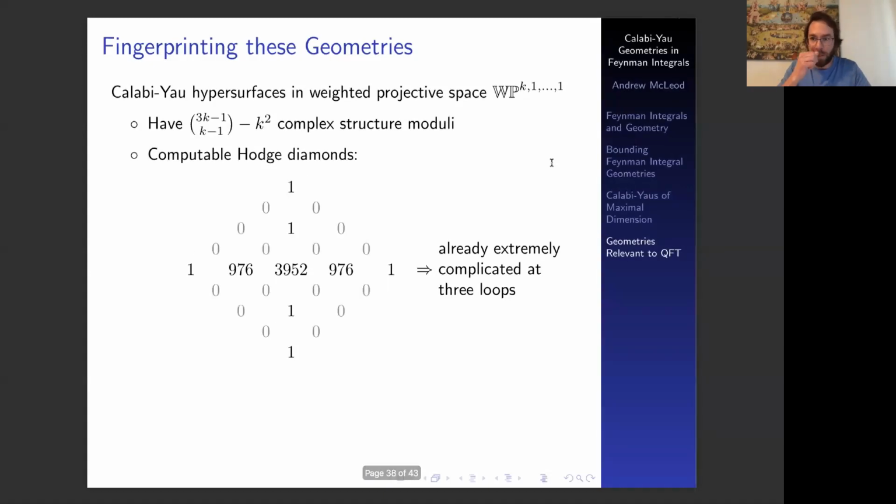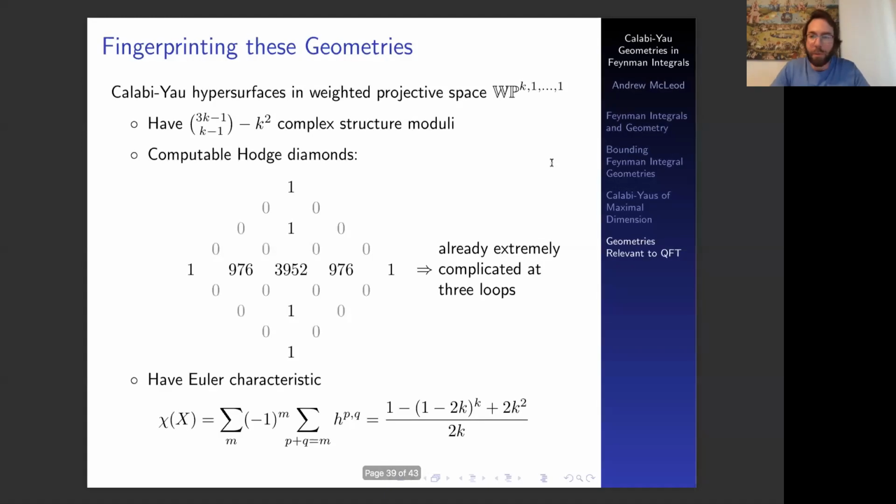So for instance, for the k equals 5 case, which corresponds to 3 loops in the bestiary I mentioned, this is already very non-trivial in the sense that we have order of thousands of independent differential forms. And then we can also calculate topological invariants such as Euler characteristics to start to help fingerprint these geometries.